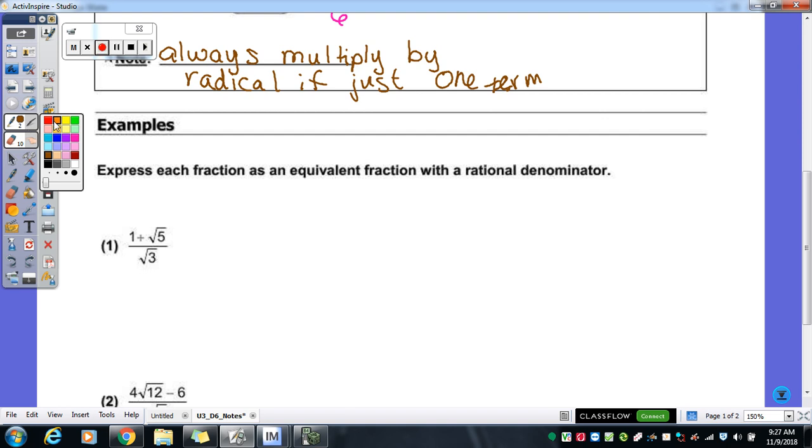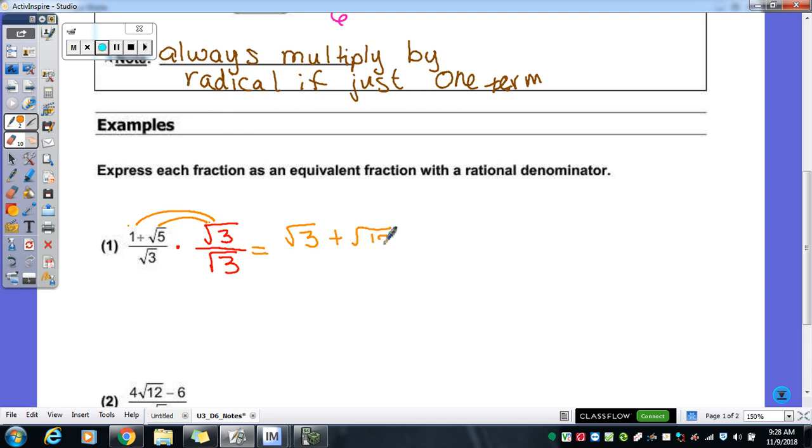So for number 1, we would multiply the top and the bottom by the radical from the bottom. So both of them by radical 3. Your numerator here, you would have to distribute that radical 3 times both terms up top. So radical 3 times 1 gives us radical 3. Radical 3 times radical 5 gives you radical 15. So radical 3 plus radical 15 is our numerator.